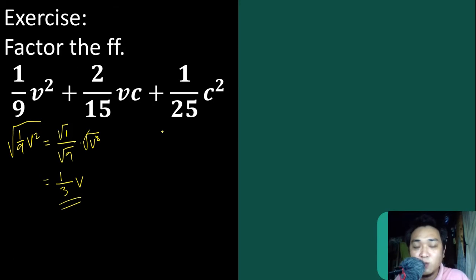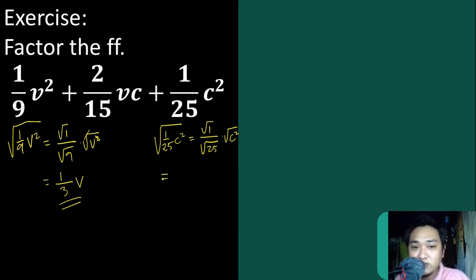How about 1 over 25c squared? What is the square root of 1 over 25c squared? That is also the same as the square root of 1 over the square root of 25 times the square root of c squared. So, in this case, pwede natin kunin yung mga individual square roots o yung square root ng bawat components for as long as yung operation between those components is either division or multiplication.